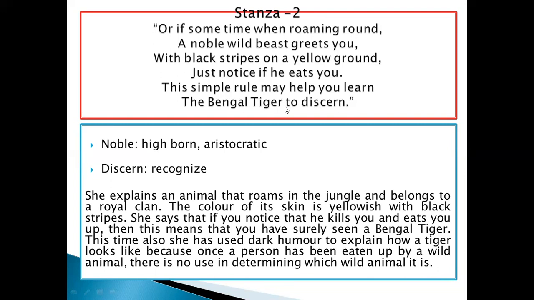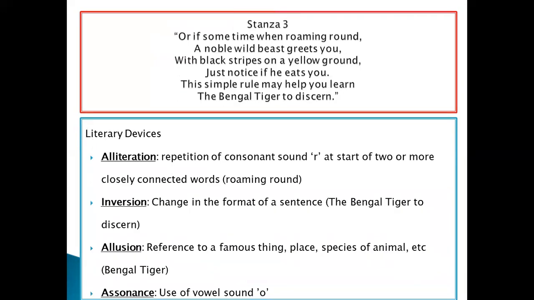This time also, she has used dark humour to explain what a tiger looks like, because once a person has been eaten up by a wild animal, there is no use in determining which wild animal it is. So here, she has very beautifully and humorously explained how you can identify a Bengal tiger. Now let's find out the poetic devices here.